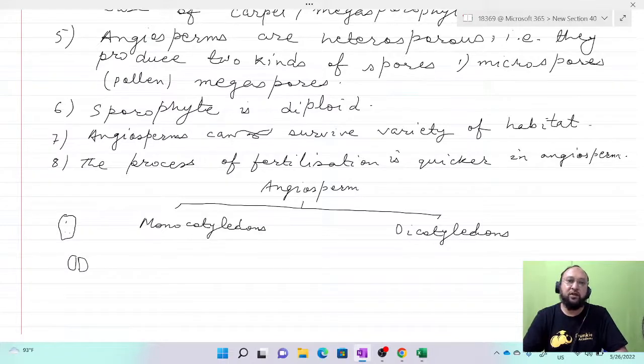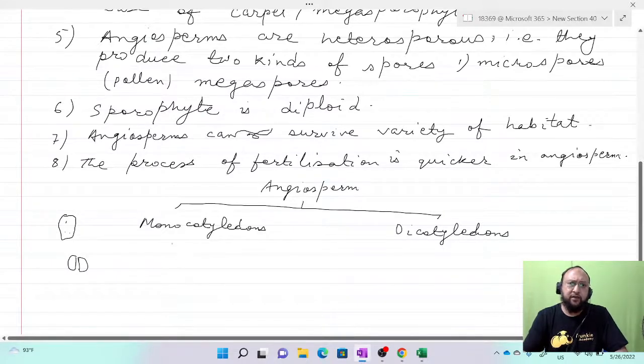Leaves of the monocotyledonous plants have a parallel venation. For example, if you have a long leaf of maize, we find that there is parallel venation, like this. The leaf veins are arranged parallelly.